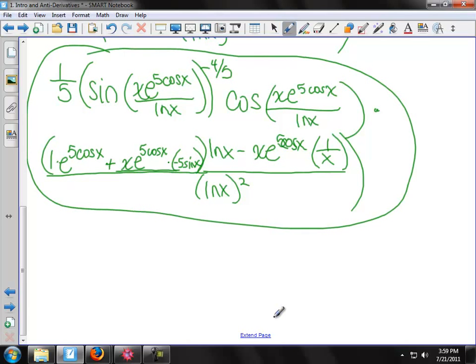So if you followed all that, that means you're in good shape remembering your derivatives. If you didn't, you really, really need to go back and study that, because you're going to need to be able to take derivatives in your sleep without thought to be successful in this class.